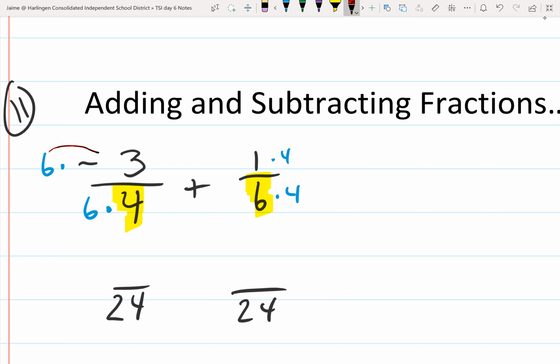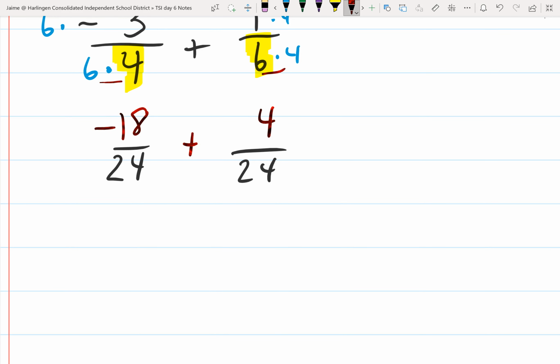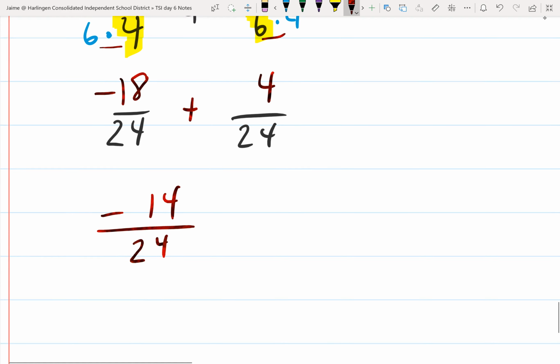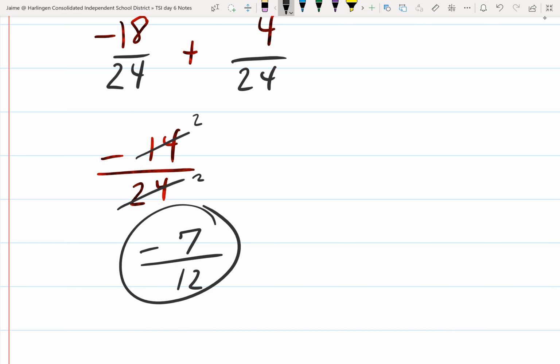So 6 times negative 3, that's negative 18. 6 times 4 is 24, that's already there. Oh, forgot the plus sign. 1 times 4, that's 4. And 6 times 4 is 24, that's already there. Now we do this. What's negative 18 plus 4? Remember that you only add the top numbers now. So negative 18 plus 4, that is negative 14 over 24. Now you reduce. You can divide both of these by 2. So negative 14 divided by 2 is negative 7. And 24 divided by 2 is 12. And you're done because you can't reduce 7 and 12.